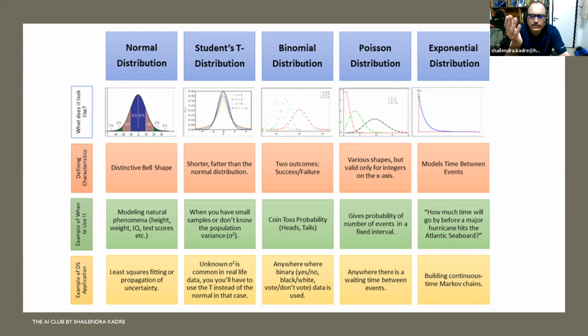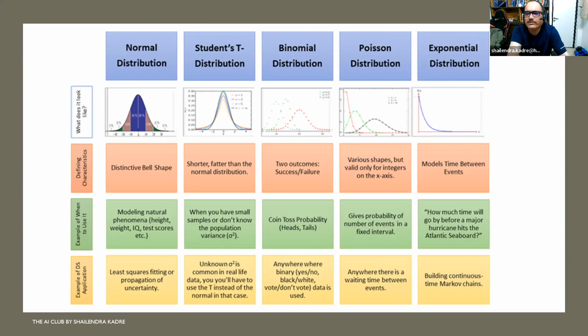Suppose you have a binary result like yes or no. Suppose only two outcomes are there, not more than 2. One is yes, one is no. The sample space should be only 2: yes or no, black or white, vote or don't vote, BJP or Congress. Only 2 should be there, not more than 2. Then we'll use binomial.